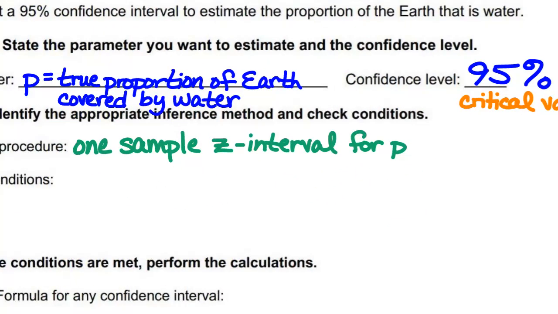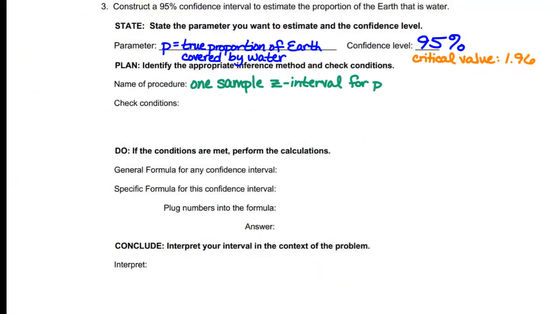for, what's our parameter again? Not all the words, but what's the symbol we're using? P. This is a 1 sample Z interval for P. For this whole chapter, it's either going to be a 1 sample or a 2 sample Z interval for either P or P1 minus P2. If we have 2 samples, we'll do P1 minus P2. If we have just 1 sample, we're going to do a Z interval for P.